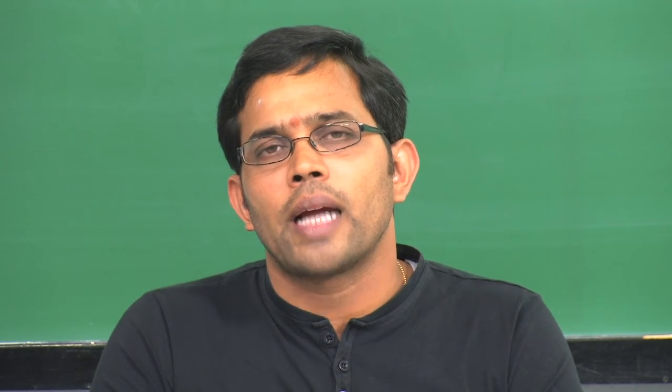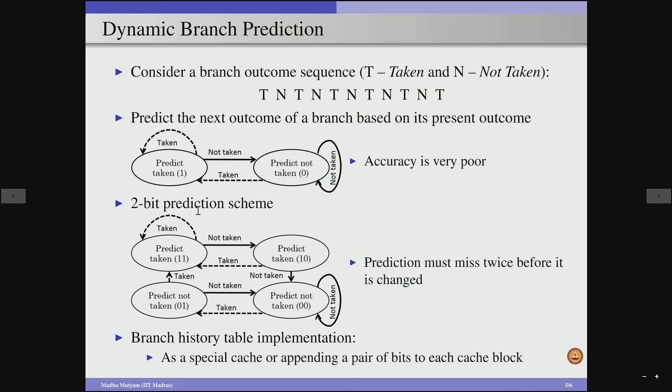Or we can also implement this branch prediction using extra bits associated with the cache block, because the branch instruction is part of a cache block in the instruction cache, and that entire block will be associated with the state of this state diagram, and using that state we can predict whether the branch is going to take place or not, and accordingly we can proceed further. So, effectively the branch history table can be implemented either by using a special cache or by appending a set of bits to the cache block which is holding the branch instruction.